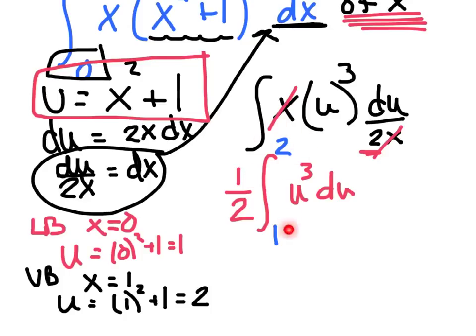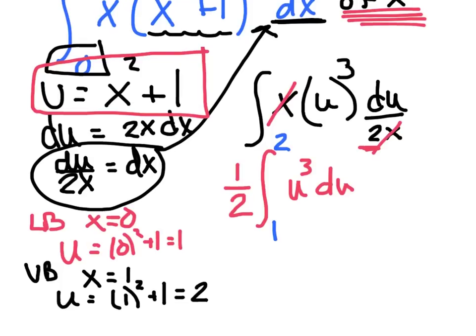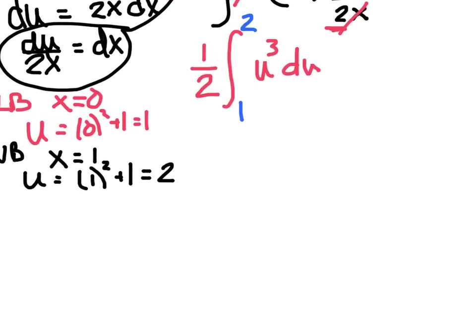Now, let's make a note. I officially have bounds in terms of u. And that's the whole key to u substitution with definite integrals. The bounds have to be in terms of the function. Now, it's very simple. We just go ahead and integrate. We get u to the 4th over 4. I got my 1/2. Remember, there's no plus C when we have bounds.